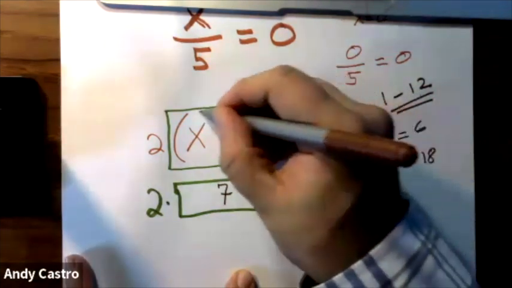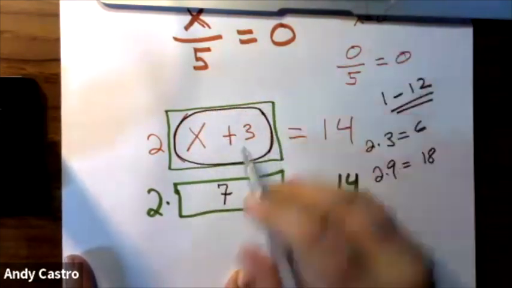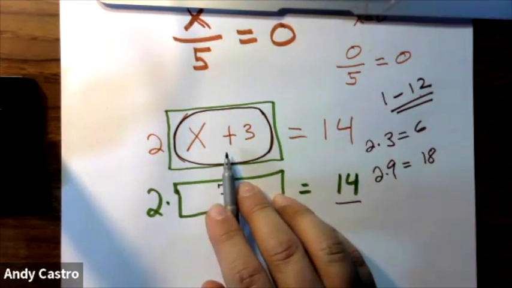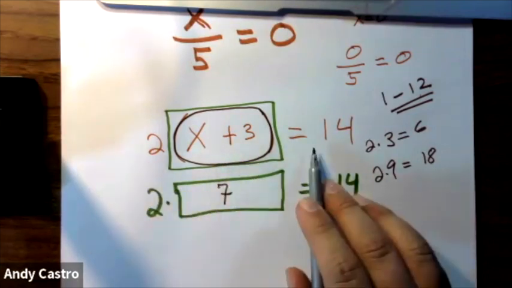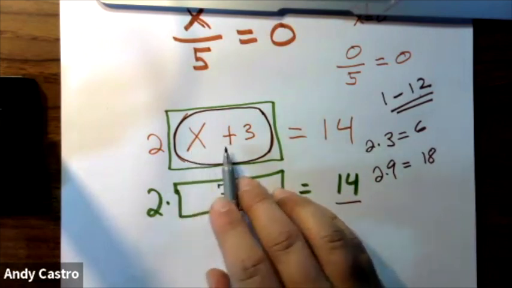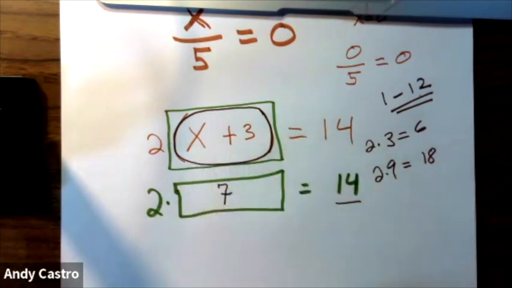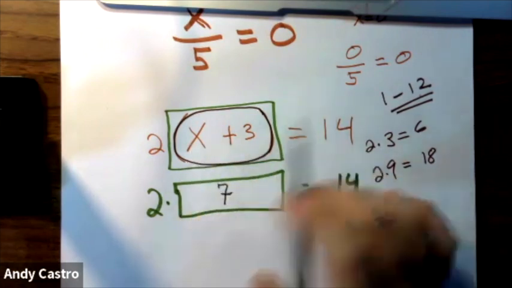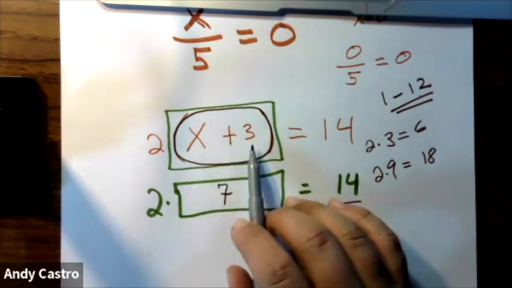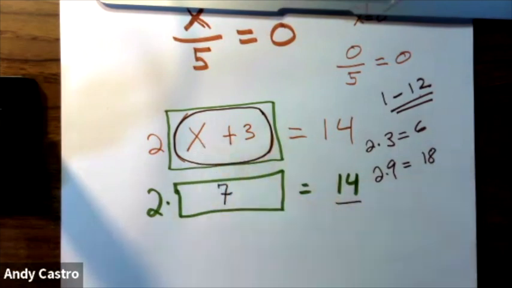That means that x plus 3 has to be 7. So if x plus 3 is 7, 7 times 2 is 14. What do you think x has to be if x plus 3 is 7? Go ahead and write that in the message. Go ahead and message me. X plus 3 has to be 7. So what is x?